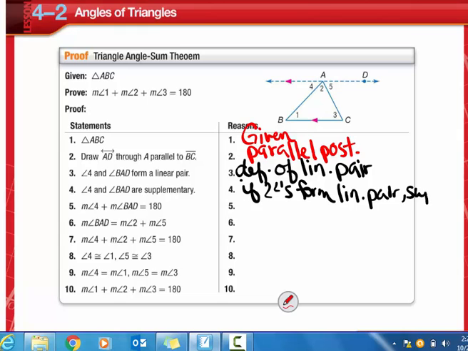Again, this is the supplement theorem, abbreviated there. And it says that the measure of angle 4 plus the measure of angle BAD is 180. This is the definition of supplementary. Okay. The measure of angle BAD equals the measure of angle 2 plus the measure of angle 5. This is the angle addition postulate.